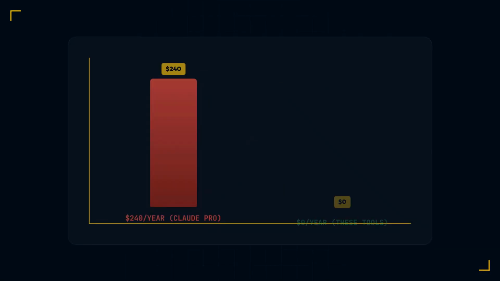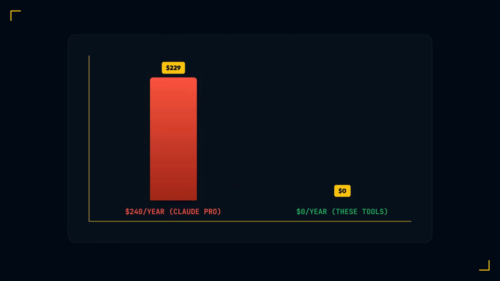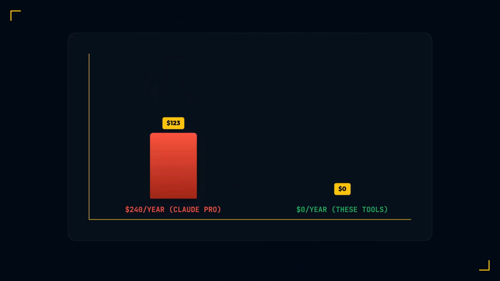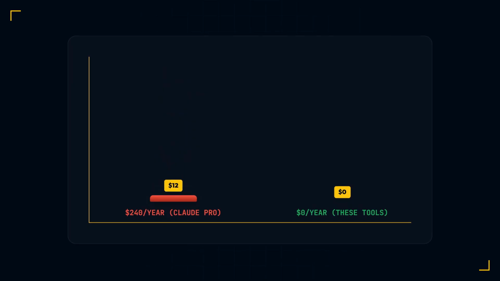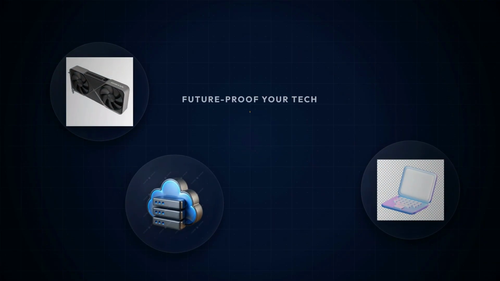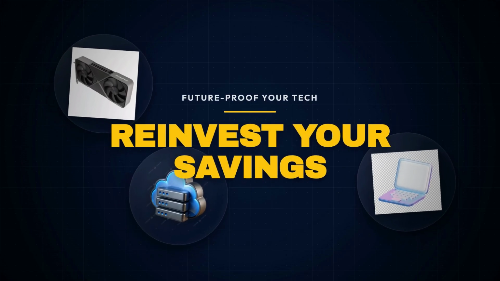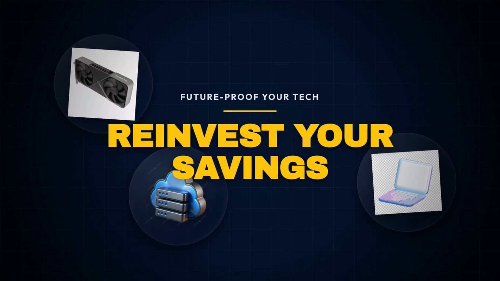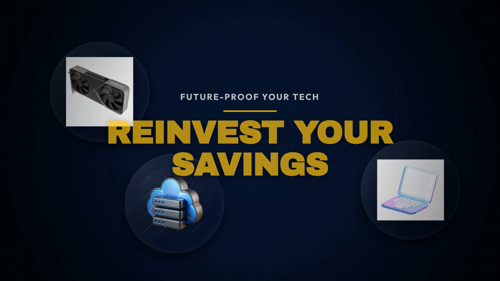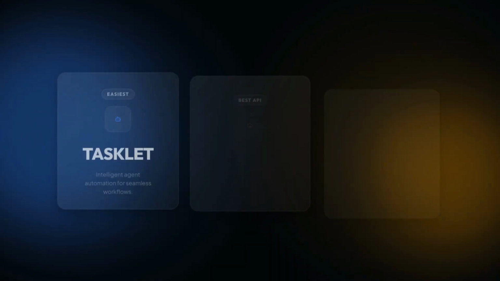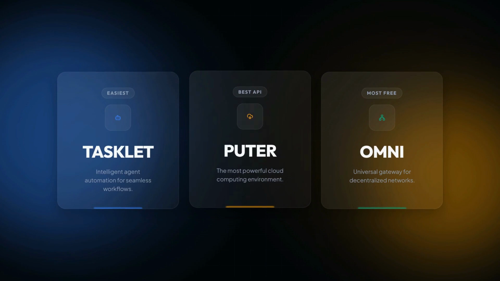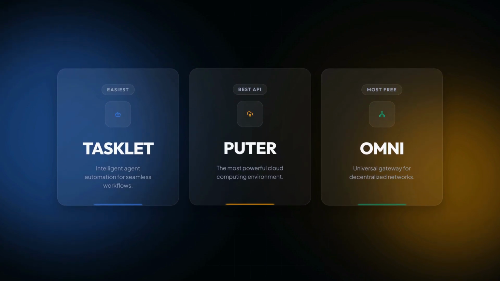Let's talk numbers. Claude Pro costs $240 a year. By using these free methods, you can get virtually the same power for absolutely zero cost. That's $240 you can reinvest into better hardware, cloud credits, or other professional tools to boost your productivity even further. These tools won't fully replace a paid Claude subscription for everyone, but they cover 90% of everyday needs at no cost. It's about working smarter, not harder.